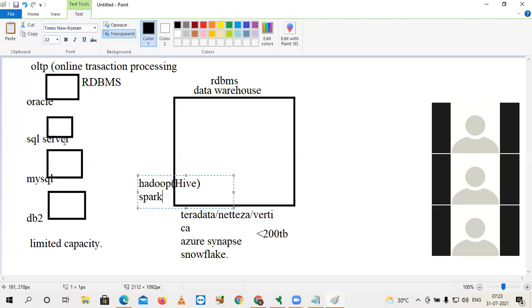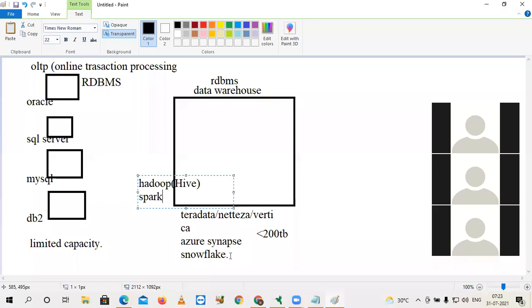But for multi-terabytes of data, less than 200 terabytes, I go for databases like Teradata, Netezza, Azure Synapse or Snowflake. If my data volume is greater than 200 terabytes, at that time I come to Hadoop and Spark, such processing systems.